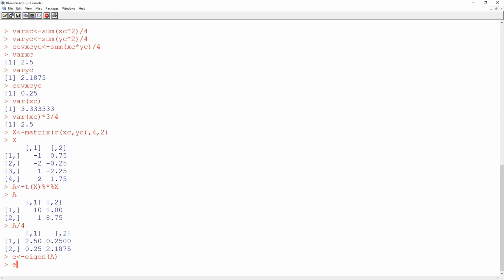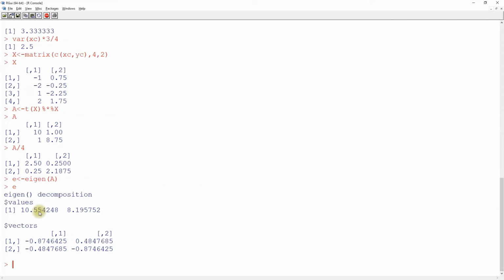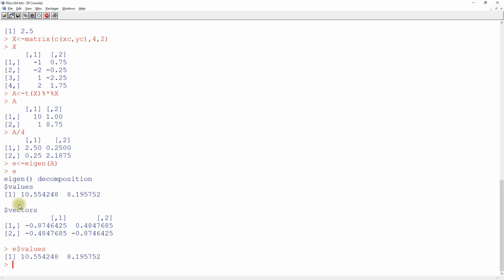So if you do E, you will get your eigenvalues and your eigenvectors. All right, so basically here what is happening is this is your matrix W, the one that you saw in the slide. If you want to extract only the eigenvalues, you can just do E$values. E$values gives you only the eigenvalues.